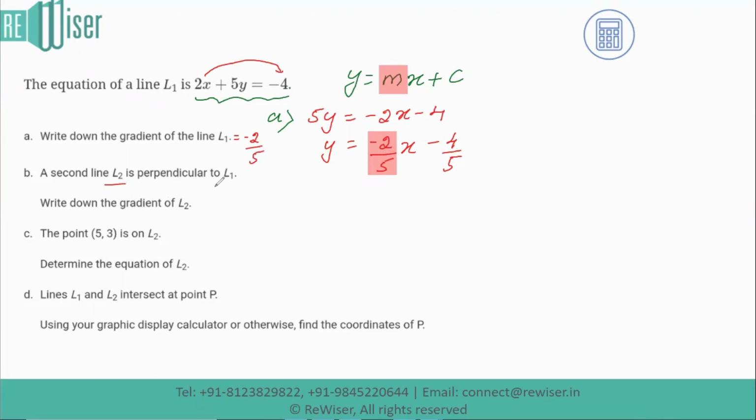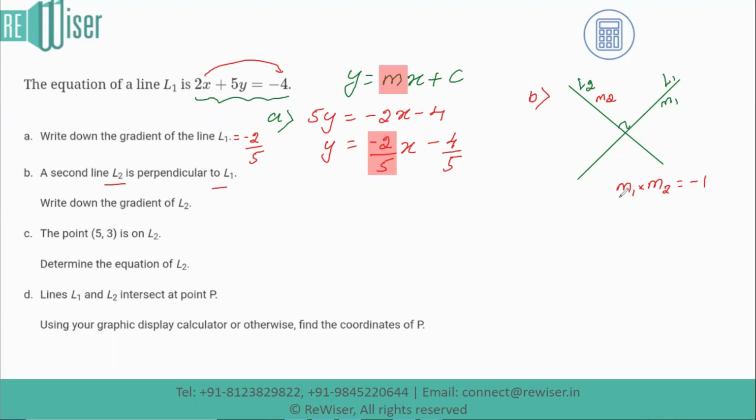Now they say line 2 is perpendicular to line 1, and we need to write down the gradient of line 2. Suppose I have line 1 like this and line 2 is exactly perpendicular, something like this. If I take the gradient of line 1 to be m1 and the gradient of line 2 to be m2, then whenever we have two perpendicular lines, the product of their gradients is always equal to minus 1.